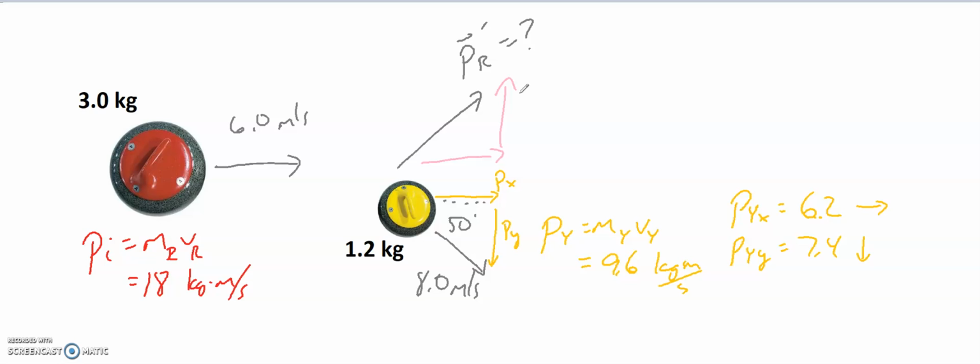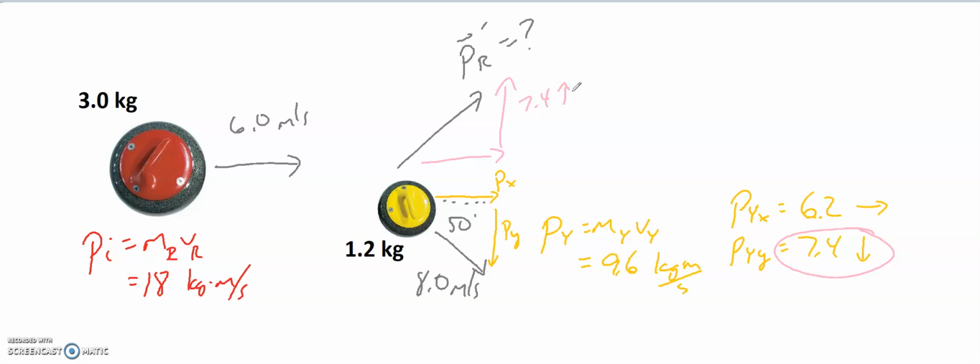Well, first things first, if I don't start with any y momentum, I can't end with y momentum. So if my yellow rock has 7.4 going down, I know my red rock must have had 7.4 going up to cancel it off.